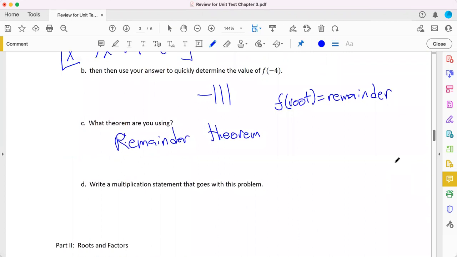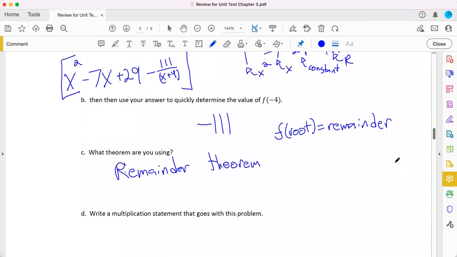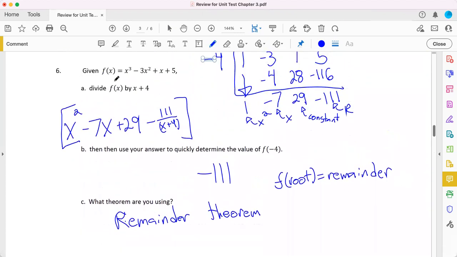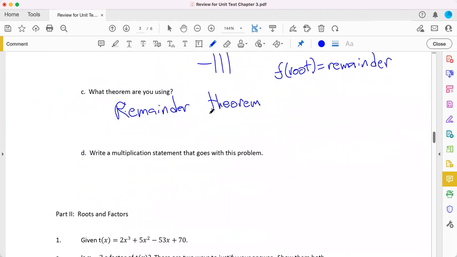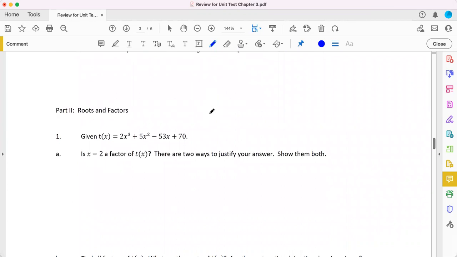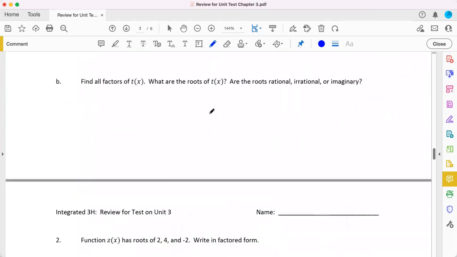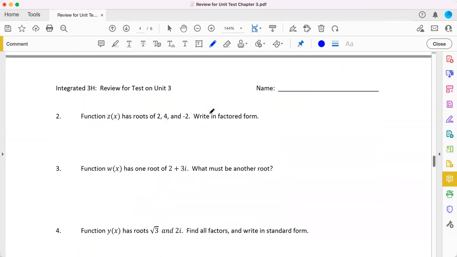Write a multiplication statement that goes with the problem. Oh, I just wrote it right here. Jeez. Let me just do that again. Multiplication statement. This times this equals that. F of x. Capiche? There's your multiplication statement. I'm gonna skip it, problem 1.